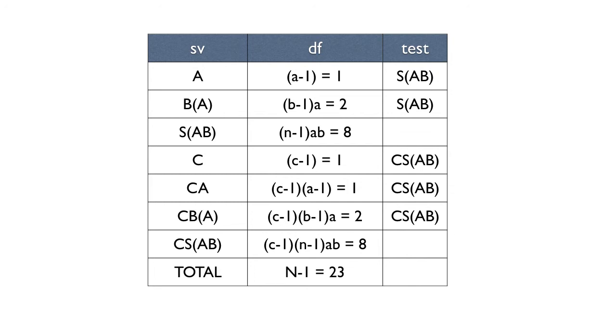So what we're going to do now, let's work out degrees of freedom. It's not surprising that this works. A minus 1, so that's going to be 1. B minus 1 times A, right? A minus 1 times AB, blah, blah, blah. And we're going to test, you always test this with what's below it that has it and subjects in it, right? So C with C by S within AB, C by A, C by S within AB, C by B within A, by C by S within AB. All right.